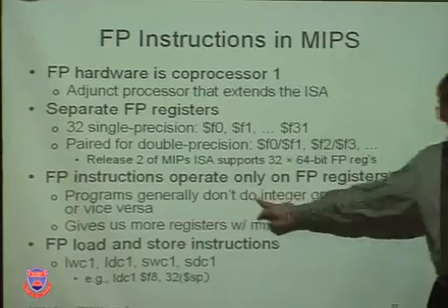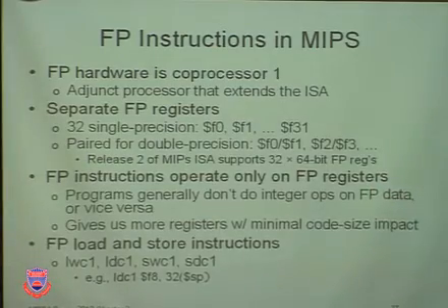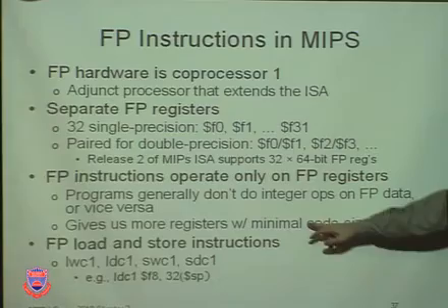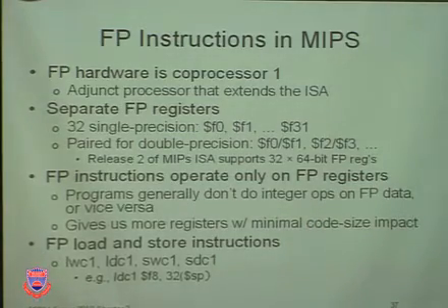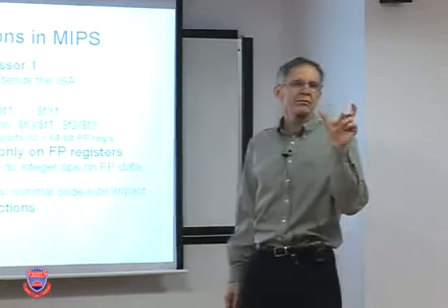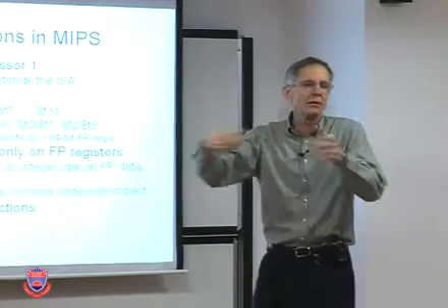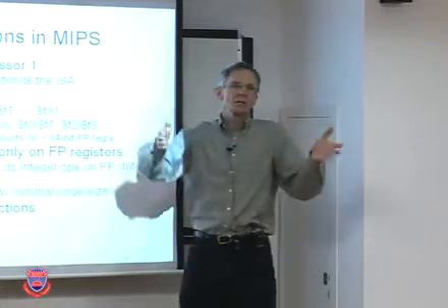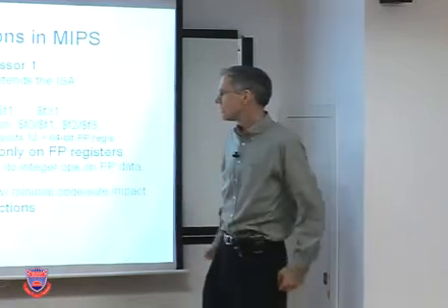Programs generally don't do integer operations on floating point data or vice versa, so it fits the way programs operate. And this gives us more registers, and therefore that's going to keep the code size minimum because we'll still have 32, so the number of bits is 5, so the 5-bit field in the instruction formats doesn't have to change. We didn't add registers to the general set, we just kept two separate sets, each of which can be specified with a 5-bit register address.